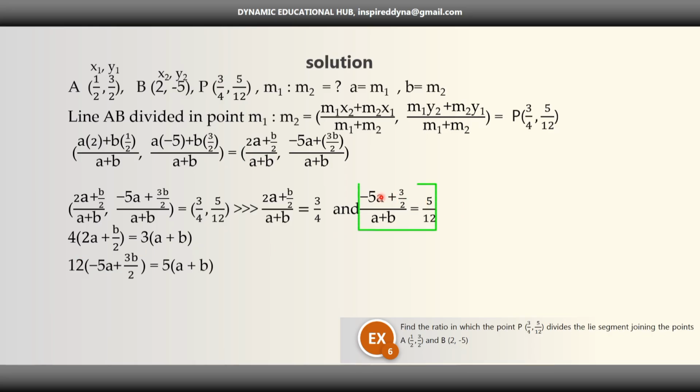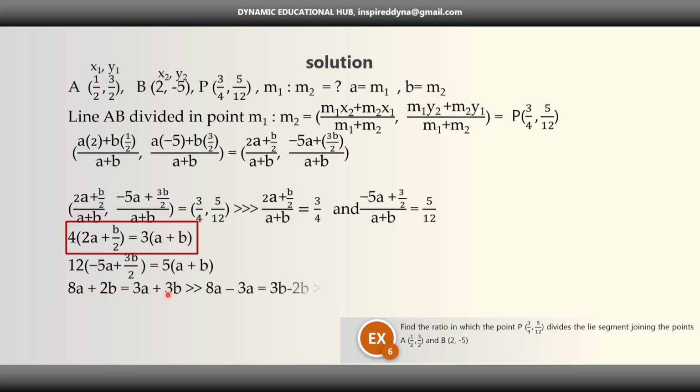And for this, let's cross multiply as well. When we cross multiply, we're going to get 12 multiplied by the numerator is equal to 5 multiplied by A plus B. So what we have here. The next thing is to expand these. Now expanding them, how do we expand it? 4 multiplied by 2A, 8A. We have 4 multiplied by B over 2. 2 in 4, 2. So you have your plus 2B here. So it's quite simple. So we have 8A plus 2B is equal to 3A plus 3B.